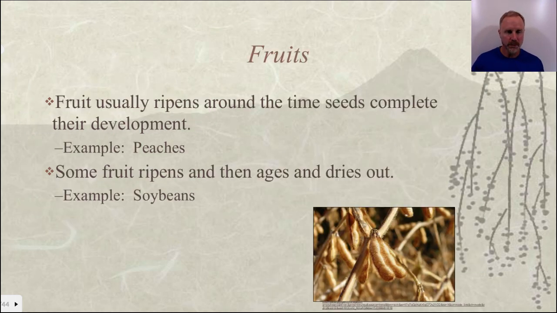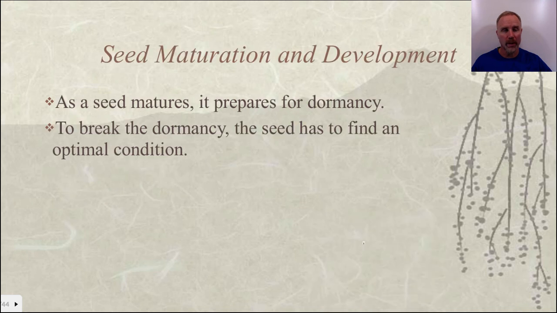So, fruits and seeds are usually ripening when they're all completing their development. So like a peach, when the peach pit, which is basically where the seed is, is ready to be planted and grow into a new tree, that's about the time that the fruit is ripening. Same thing with the soybeans. These things age, they dry out, and these seeds now are ready to be planted, and then they will soon become a new soybean plant.